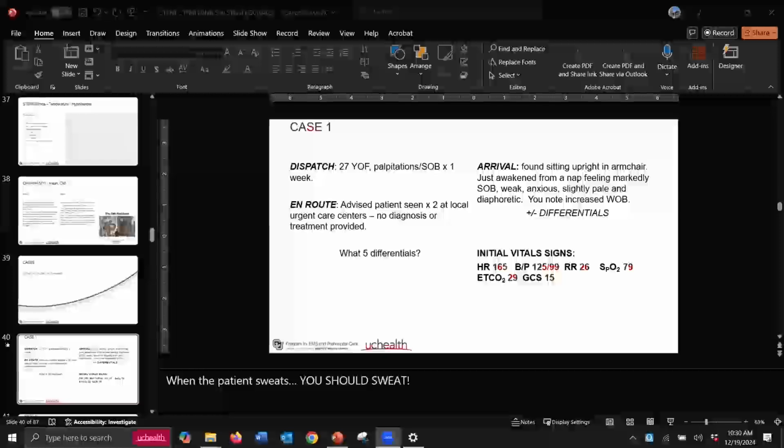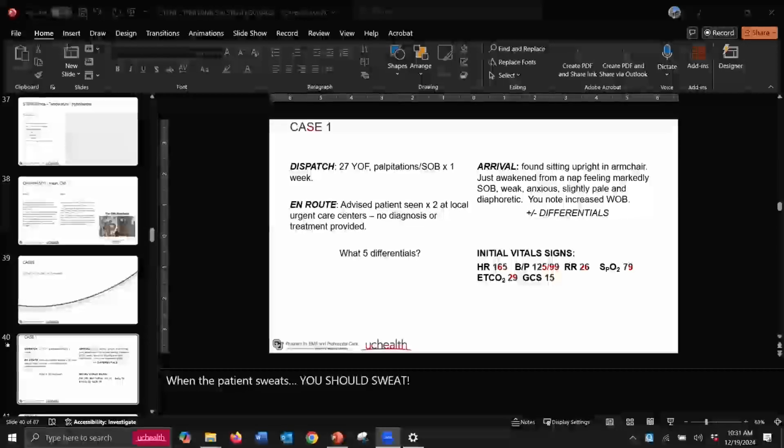All right. Now you arrive. We'll go with 3. Found sitting upright in the armchair, just awakened from a nap, feeling markedly short of breath, weak, anxious, slightly pale and diaphoretic, and you note increased work of breathing. Does that change your differentials? Yes, no? Maybe allergic reaction? Maybe sepsis?